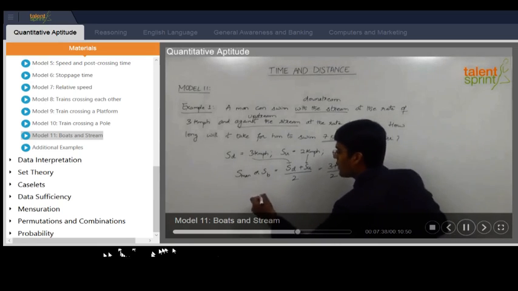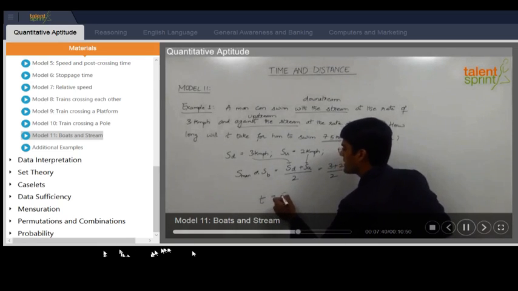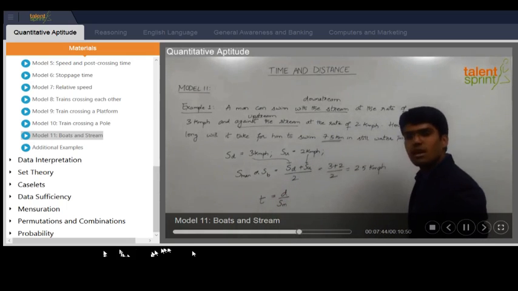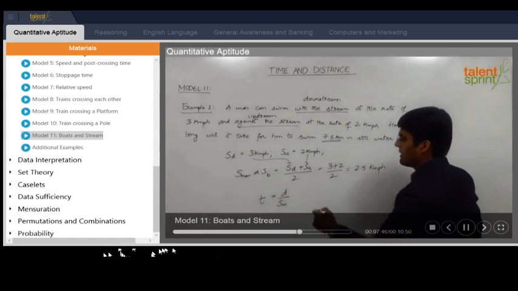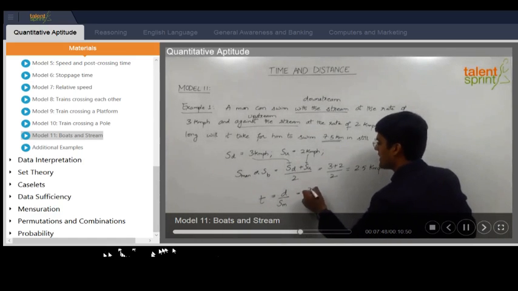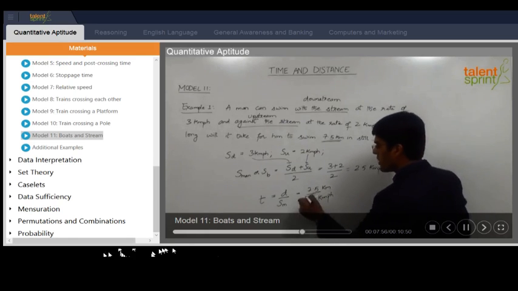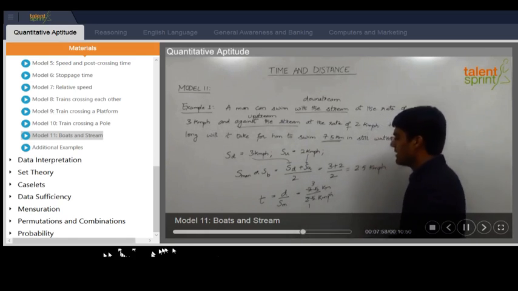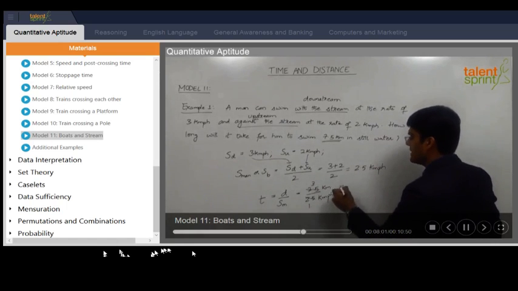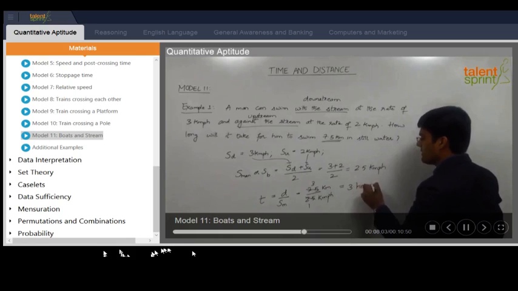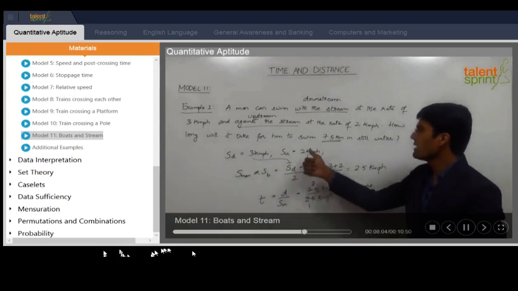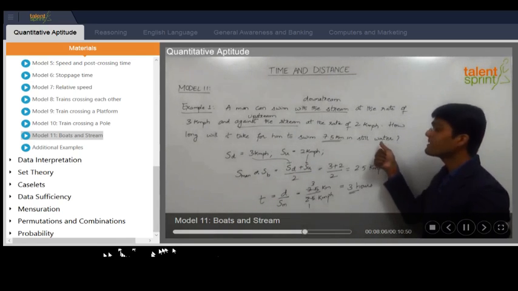Now the time required by the man to cover this distance can be given as distance divided by speed of the man. Distance here is 7.5 kilometers and the speed is 2.5 kilometers per hour. Now 2.5 goes 3 times here. So 3 will be the answer. 3 hours is the time required for him to swim 7.5 kilometers in still water.